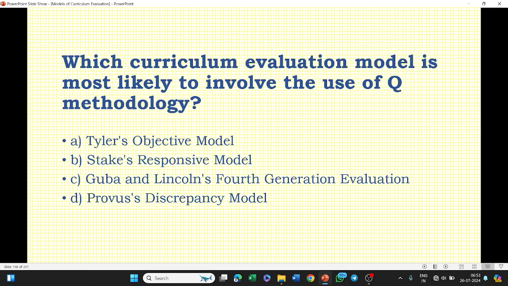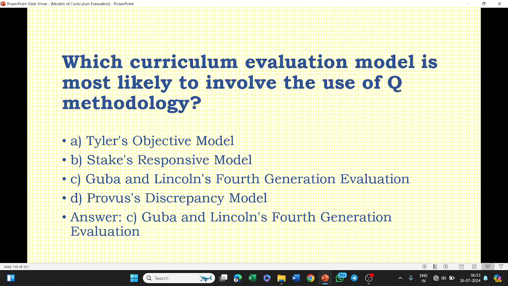Next, which curriculum evaluation model is most likely to involve the use of Q method? Options: Taylor's objective model, Stake's responsive model, Guba and Lincoln's fourth generation evaluation, Provus's discrepancy model. Answer of this question is option C, that is Guba and Lincoln's fourth generation evaluation.